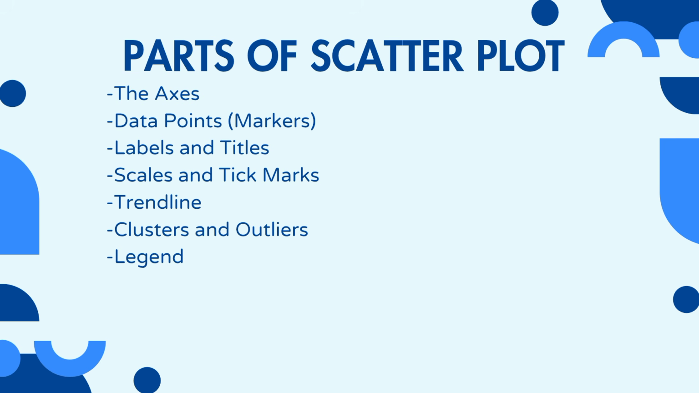After that, we will discuss the parts of a scatterplot. A scatterplot has 7 parts. The first one is the axes. The second is data points or markers. Third is labels and titles. Fourth is scales and tick marks. Fifth is trend line. Sixth is clusters and outliers. And lastly, legend. So, what are these 7 parts of a scatterplot?